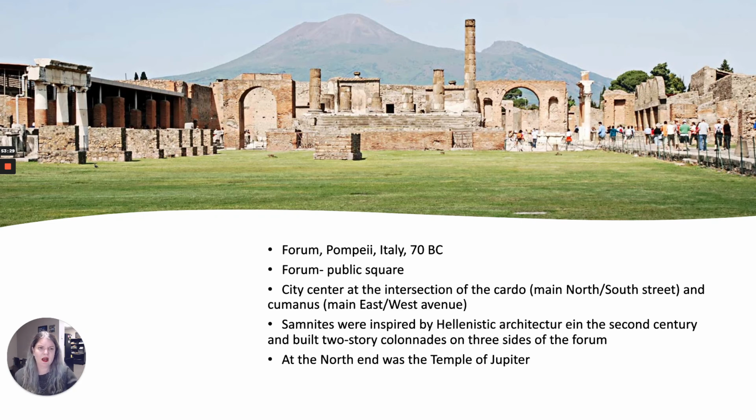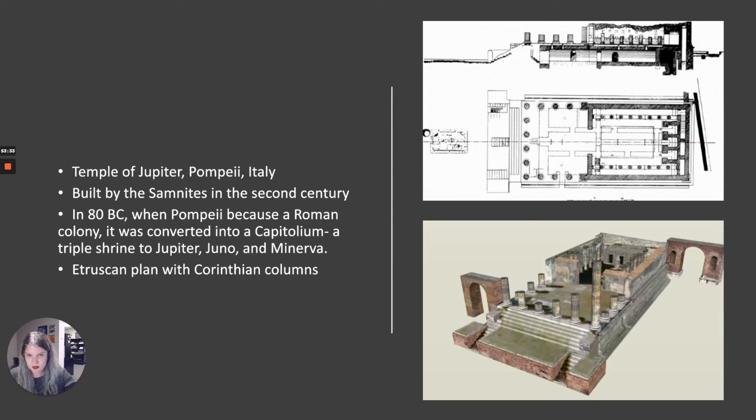Okay, so then we have the takeover of the Romans. So originally it's the Temple of Jupiter. Here's the plan for it. So you can see that kind of Etruscan style plan with some of the Greek stylistic influences.